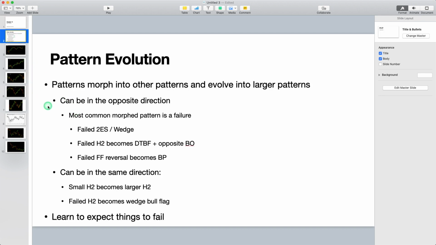So Al talks about how patterns morph into other patterns and evolve into larger patterns. One pattern that you might recognize, for example, a high two bull flag or a low two bear flag, can then morph into a different pattern in the opposite direction. And the most common morph pattern is a failure.